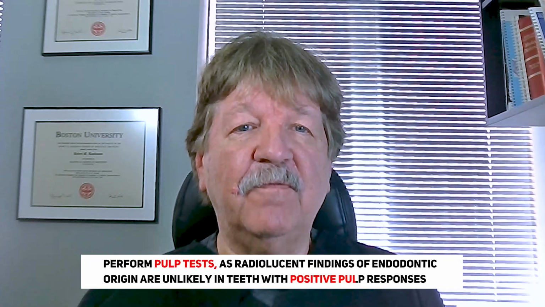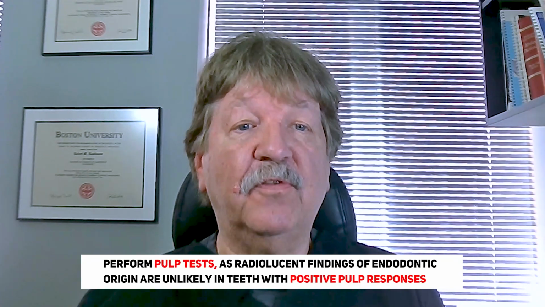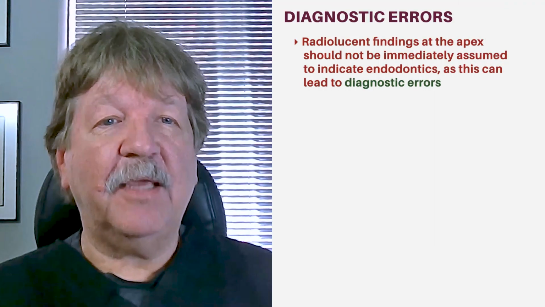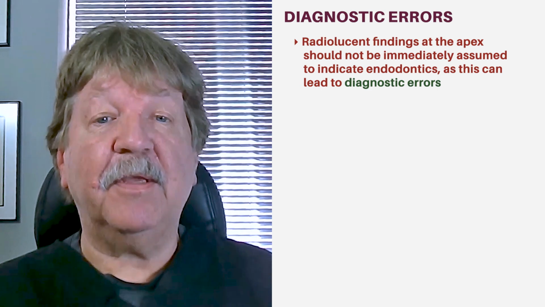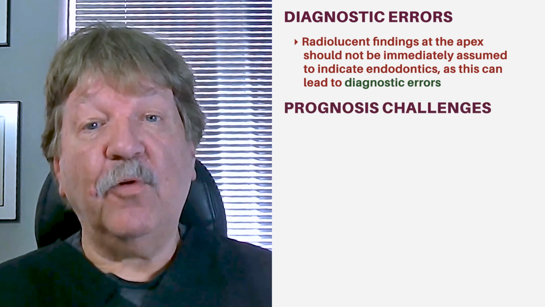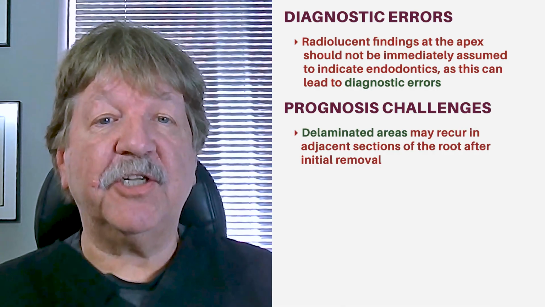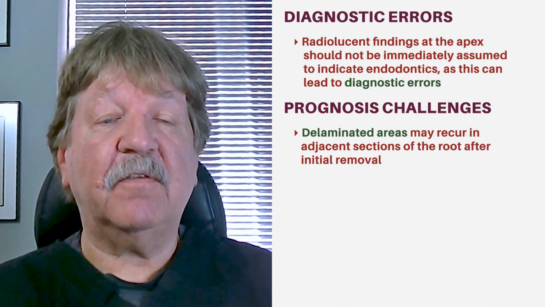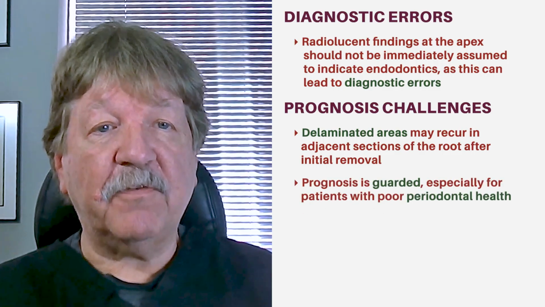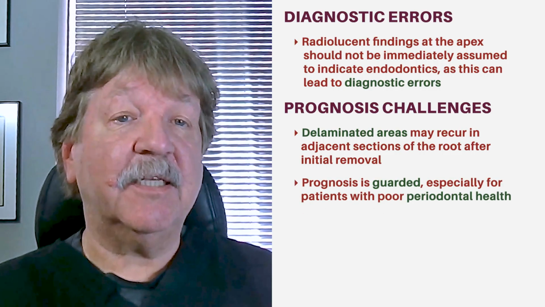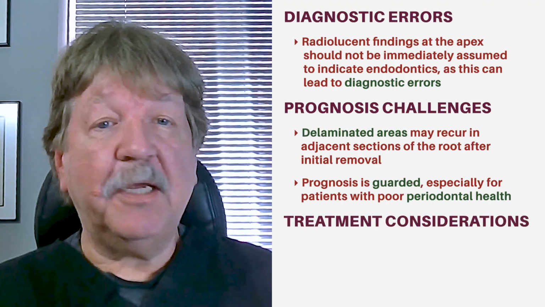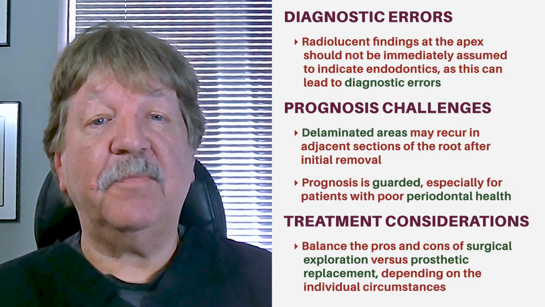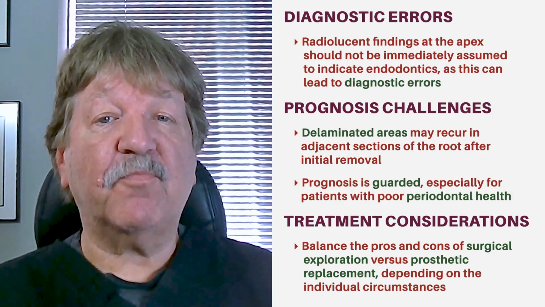It's unlikely that a radiolucent finding of endodontic origin will be associated with a tooth with a positive pulp test, and these particular radiographic findings. The point I want to make is this. Simply regarding the radiolucent finding at the apex of a tooth as an immediate indication for endodontics can be a significant error in diagnosis. Unfortunately, these delaminated areas can occur in adjacent areas of the root even after the initial piece has been removed. Therefore, the prognosis, especially in cases where the periodontal condition of the patient is less than optimal, is guarded. As with any condition, we always examine the pros and cons of attempting surgical exploration of the area versus prosthetic replacement.